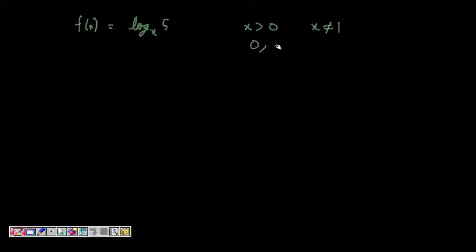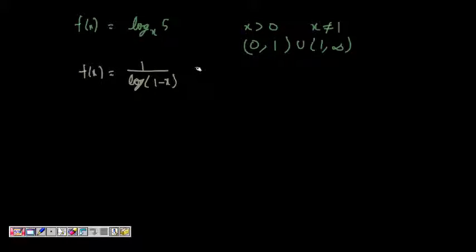Okay, so it will be 0 to 1 and union 1 to infinity. Okay, now let's look at another problem. So another question. So it is f of x is 1 by log of 1 minus x plus root of x plus 2. So if we solve this, so what will we get?